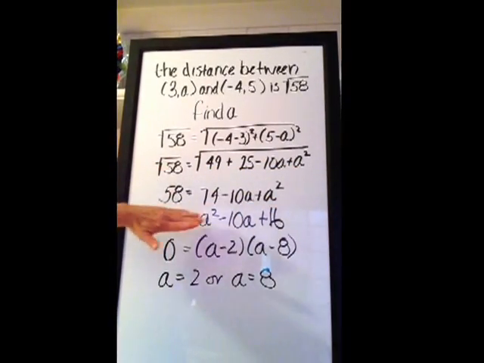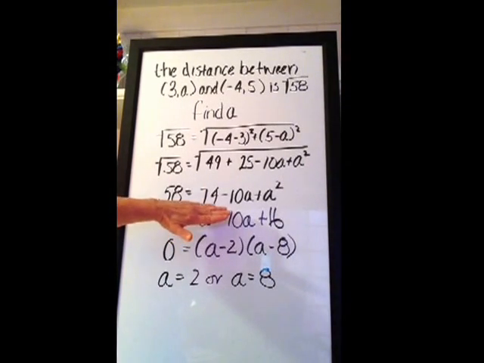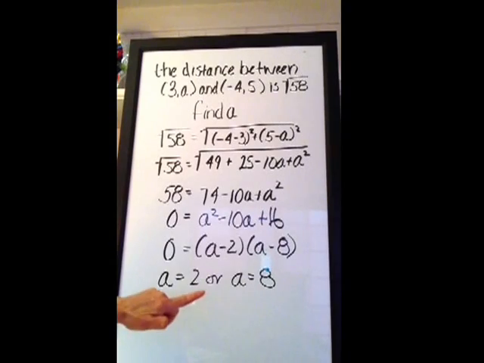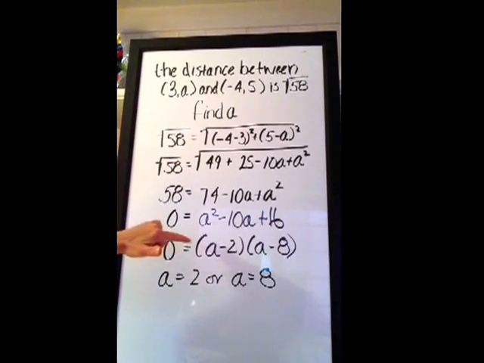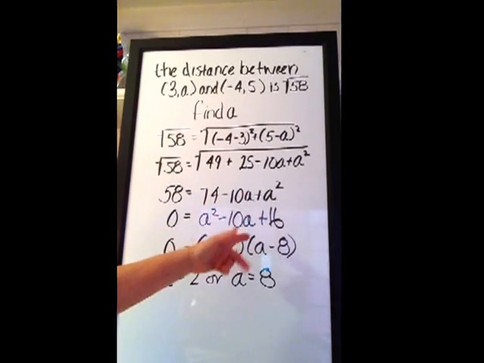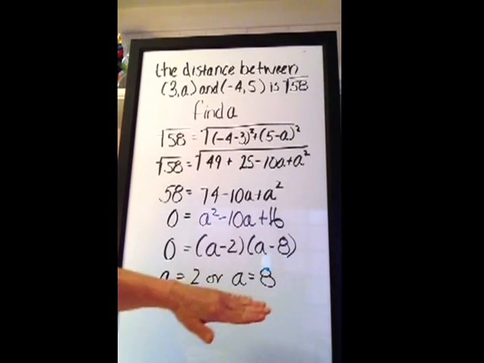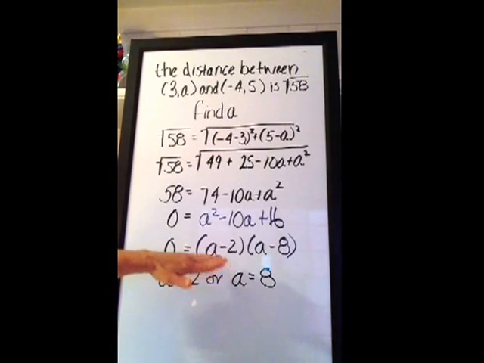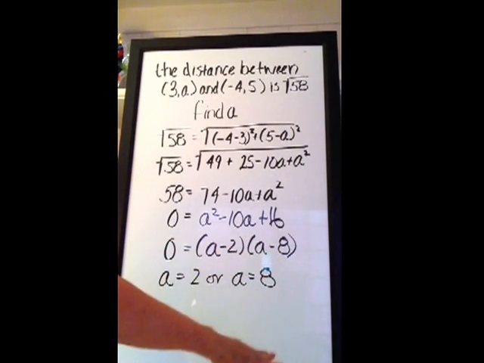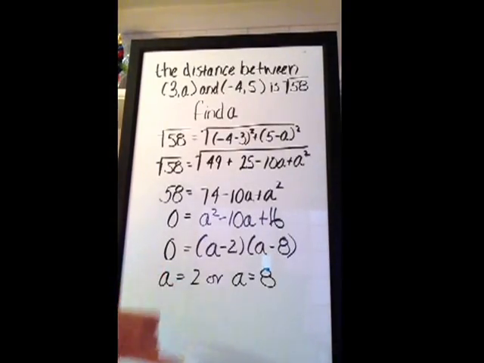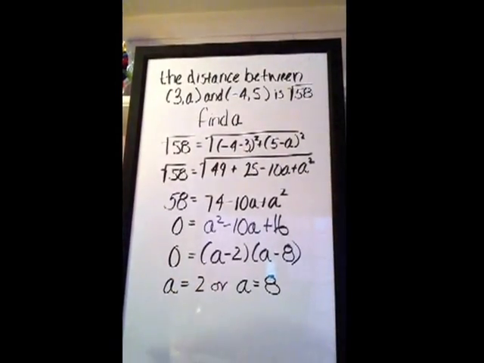Square both sides, I get 58 is equal to 74, these two are added, minus 10a plus a squared. Subtract 58 from both sides, and I just use the commutative property here. So 0 is equal to a squared minus 10a plus 16. That factors to a minus 2 times a minus 8. So using the zero product property again, a is equal to 2 or a is equal to 8.